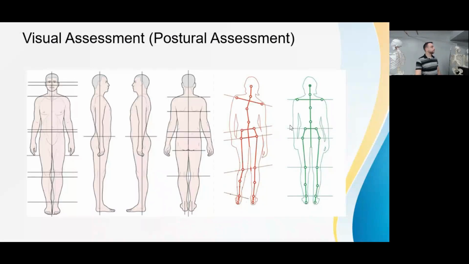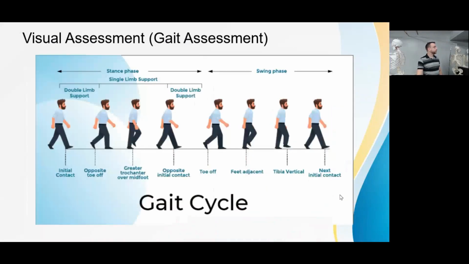So the next assessment is a gait assessment that we'll take a look at. Now, I'm not going to go into a whole bit of detail about all the various conditions and so on and so forth. I'm really just going to explain the various parts of a gait cycle and maybe identify where things might be off.